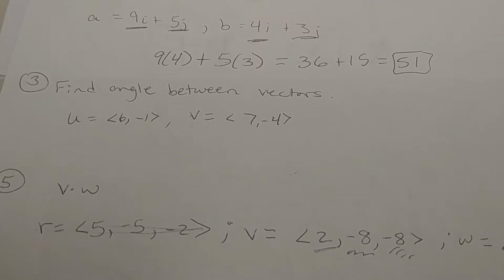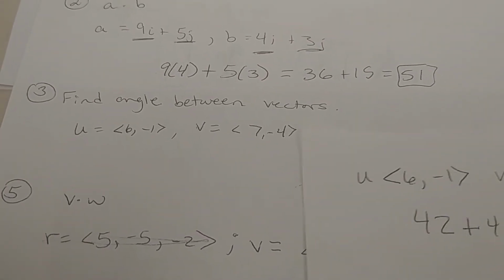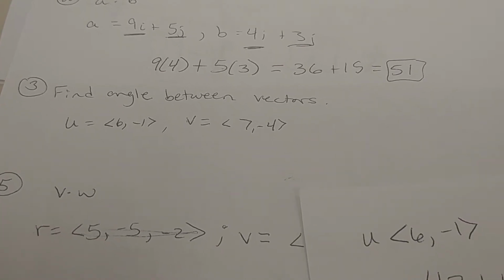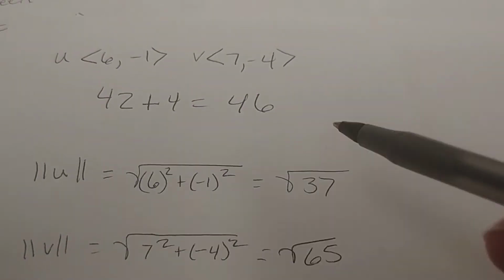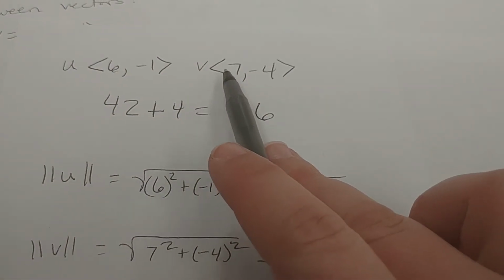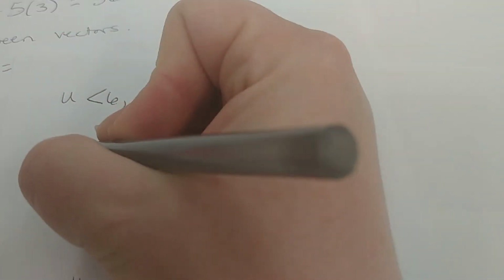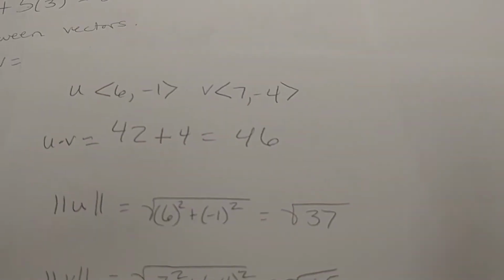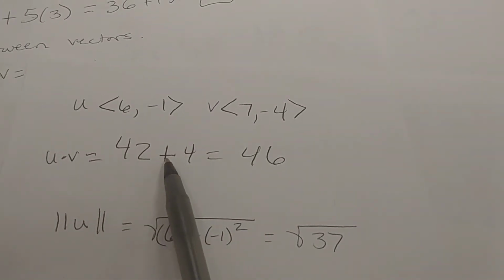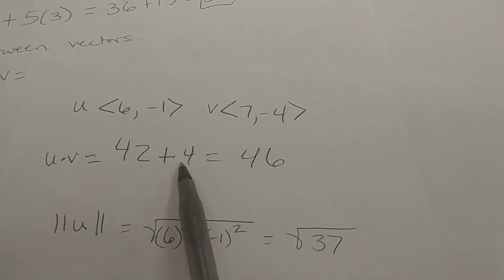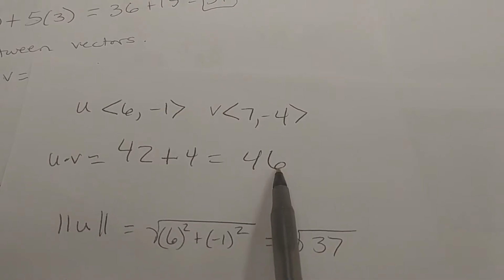Okay, for problem 3, they're asking you to find an angle. So this is a little bit different than what we were working on with the other 3 problems. There's several steps involved. So I've already kind of shortcutted it, and I'll show you what I've done. We've got our U and our V, so there's our vectors. Then I needed to find U times V. I just did the exact same thing I did on the other problems. I did 6 times 7, got 42, plus negative 1 times negative 4 and got 4. So my dot multiplication here is 46.